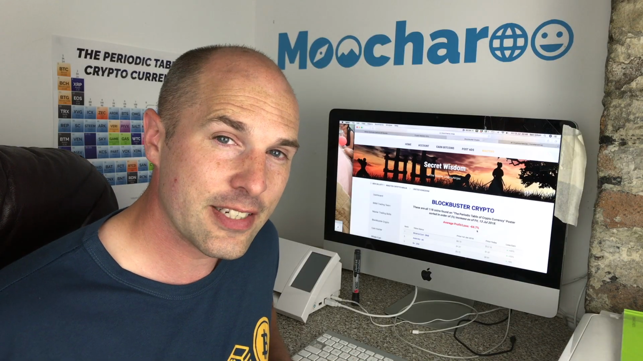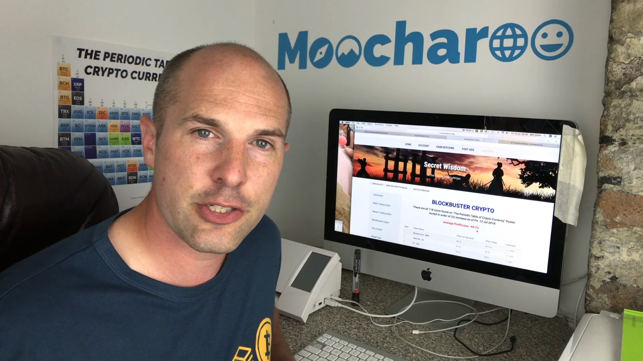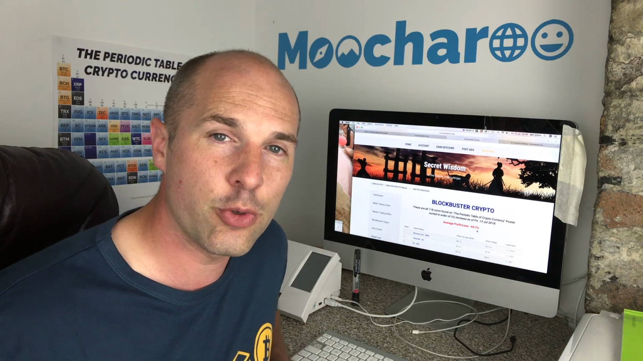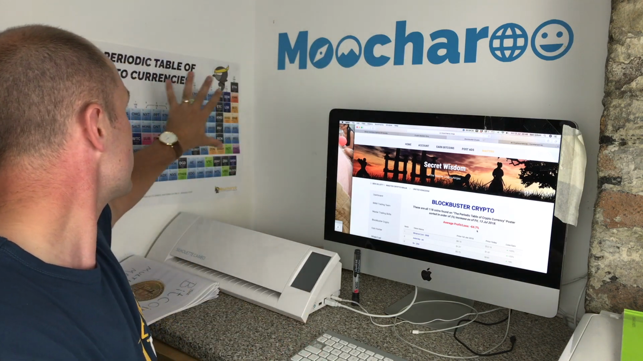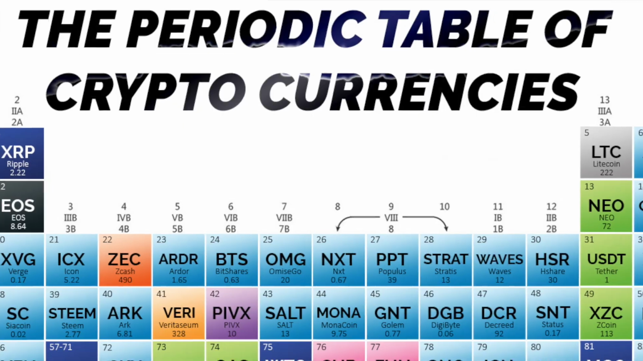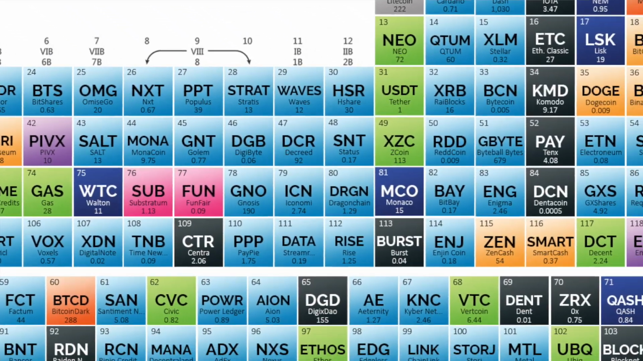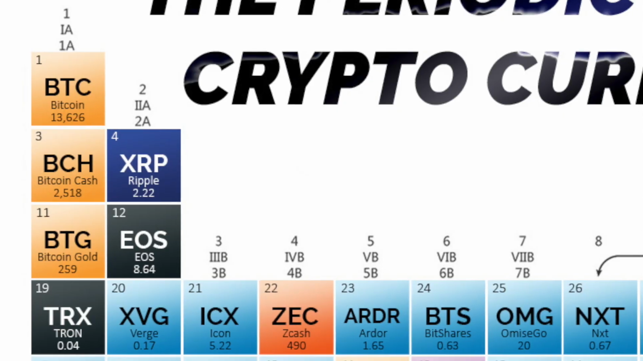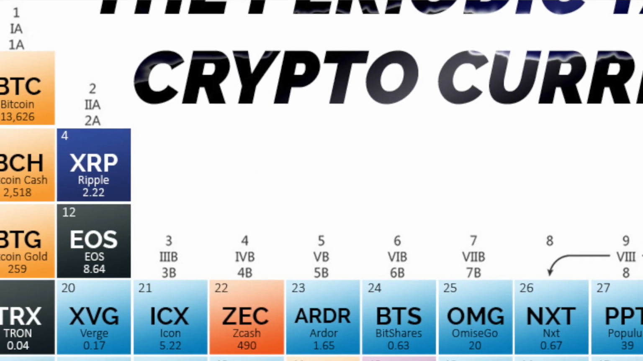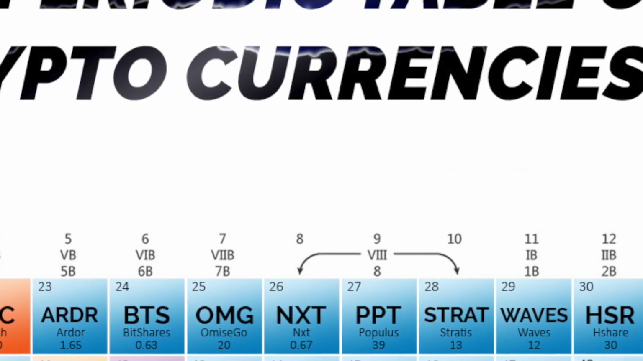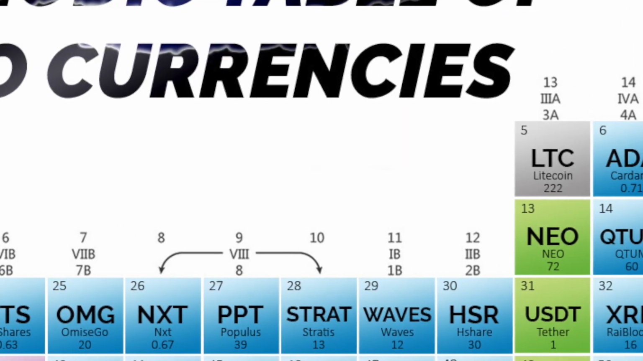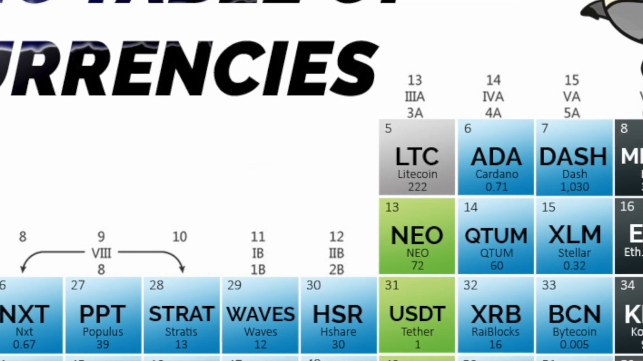Just before 2018 began, sometime between Christmas and New Year's, I came up with a really cool idea, something I wanted to produce for myself personally. It was this poster here, the periodic table of cryptocurrency. If you look at the top left-hand corner of each coin, you will see a number, and that number represents the ranking which the coin held in CoinMarketCap at the beginning of the year, on the 1st of January.